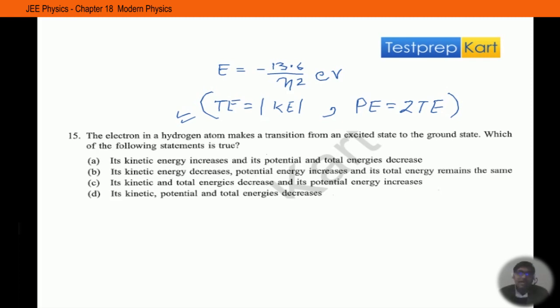It is saying its kinetic energy increases and its potential energy and total energy decrease. Next is its kinetic energy decreases, potential energy increases, and total energy remains the same. Next is its kinetic energy and total energy decrease, and potential energy increases. And the next option is its potential energy, kinetic energy, and total energy decrease. So in this question, option D must be right: when an electron jumps from a higher energy state to a lower energy state, all forms of its energy must decrease.